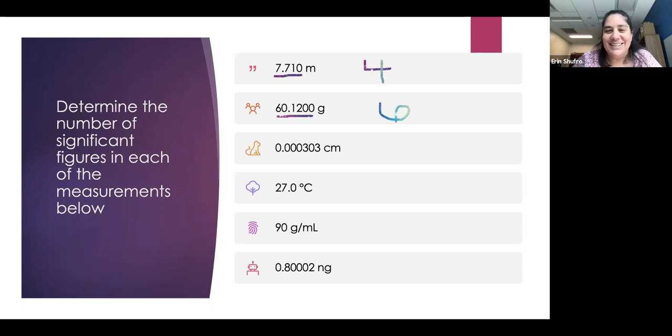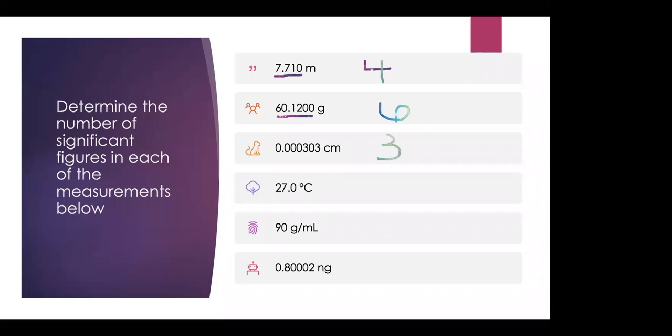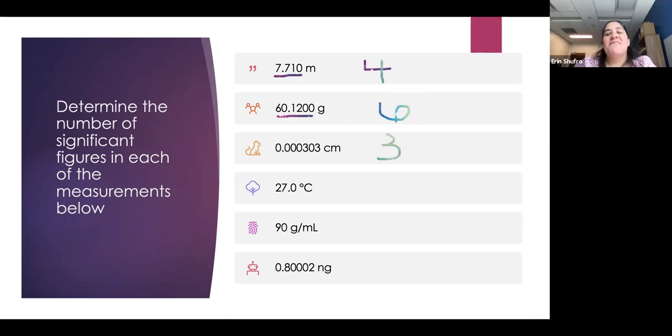All right. Oops. I just accidentally revealed it, but how many in the next one? 3. Yes, 3. You got lucky on that one. The first 4 zeros are leading zeros. And remember that we don't count leading zeros. They're not important. Okay. And somebody want to take a guess at the next one?